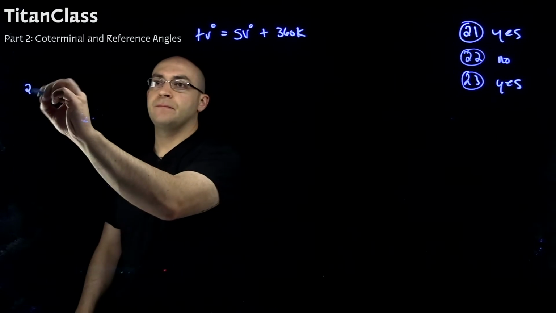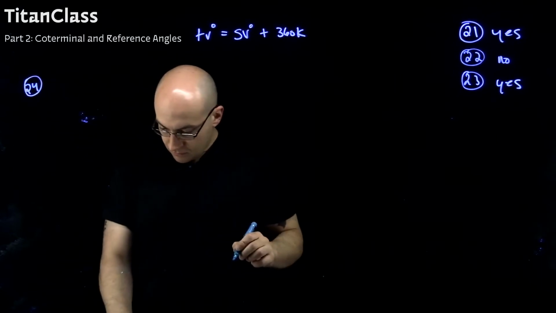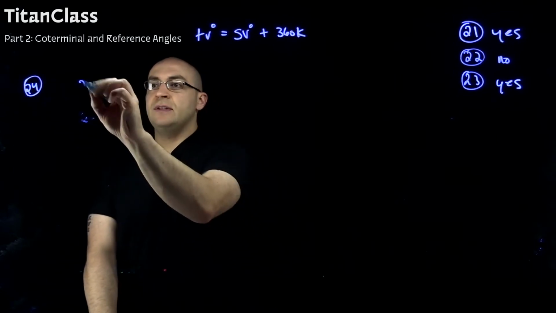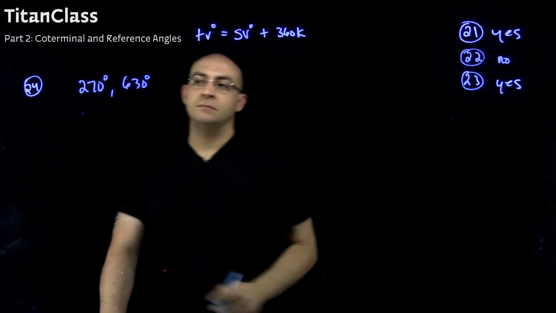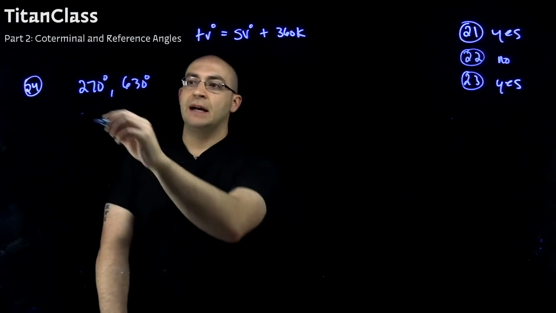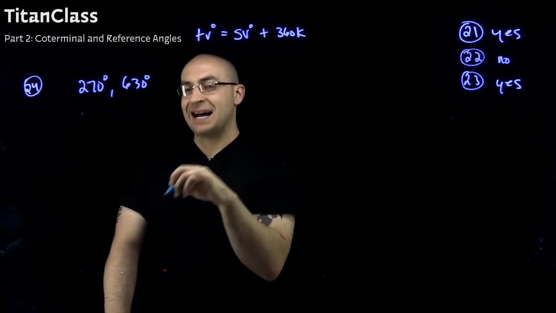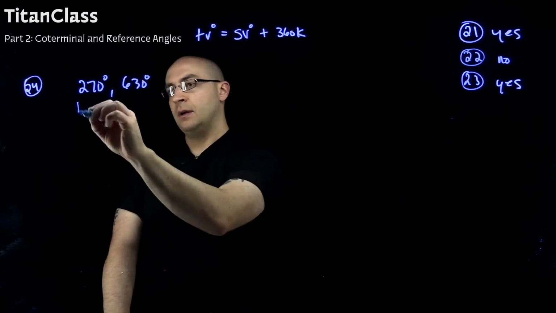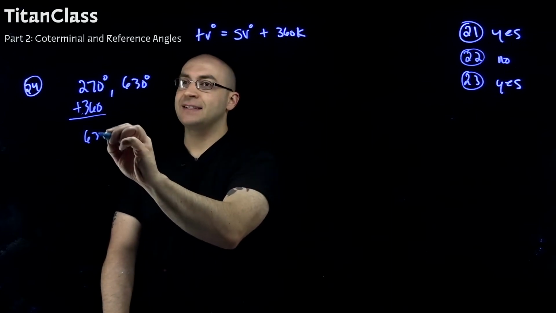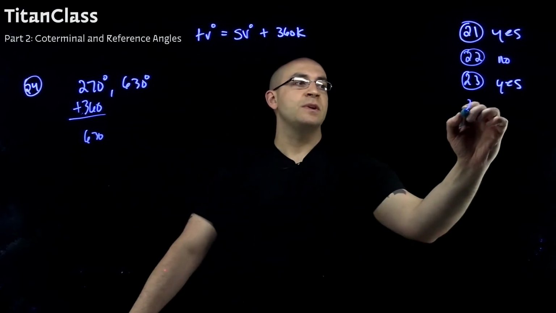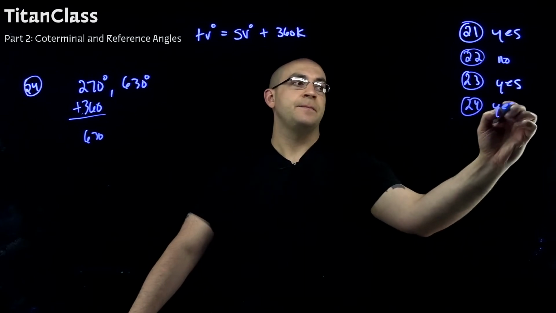24, 270, and 630. All right, well, let's find out. Again, I'm going to be adding another full positive revolution. So when I do that, guess what? I get 630. Exactly what we're looking for. 24 is also yes. Okay.